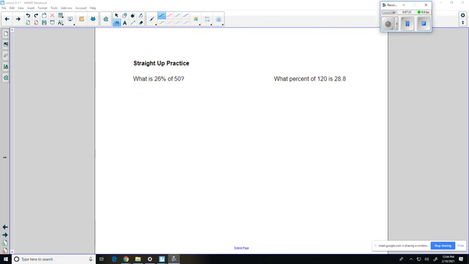Here's some straight up practice. We have 26% of 50. That's pretty straightforward. And then we have what percent of 120 is 28 and 8/10?